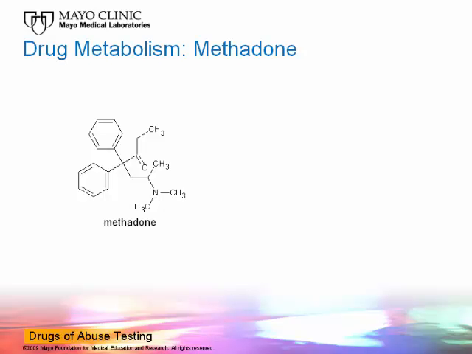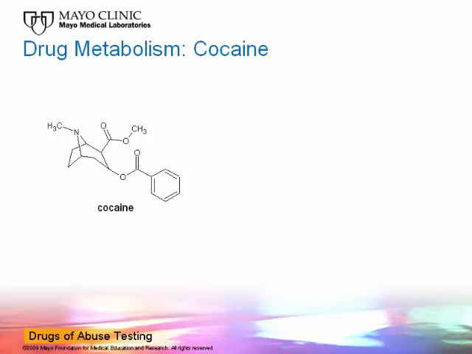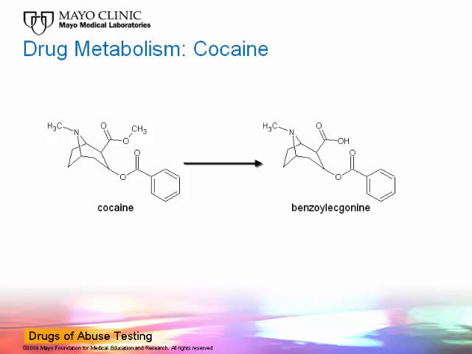Now we're going to move on to another opioid, which is methadone. Methadone has numerous metabolic reactions, but the one that we measure in the laboratory is EDDP. The reason we measure EDDP is it is a characteristic metabolite such that its presence indicates that methadone has in fact been consumed and the methadone has not been exogenously added to the urine sample. Now, cocaine undergoes numerous metabolic pathways, but the one that the laboratory commonly measures is the conversion of cocaine to benzoylecgonine. So you will see that both cocaine and benzoylecgonine are detected and reported in the assay.